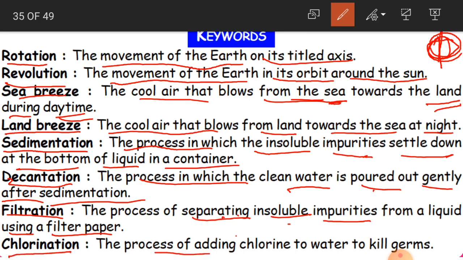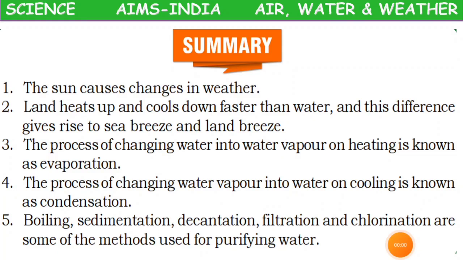Okay, children. Then the last is chlorination. The process of adding chlorine to water to kill germs. Chlorine is a white colored substance, children. It is a chemical and you are going to add this to the water so that the germs are killed. Clear now?